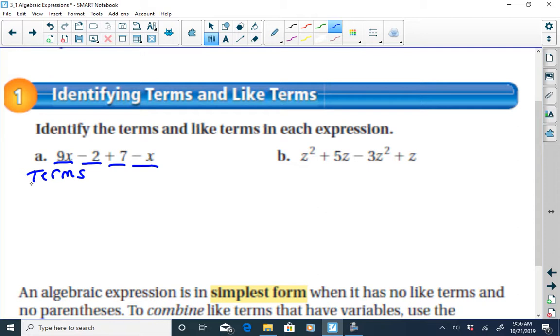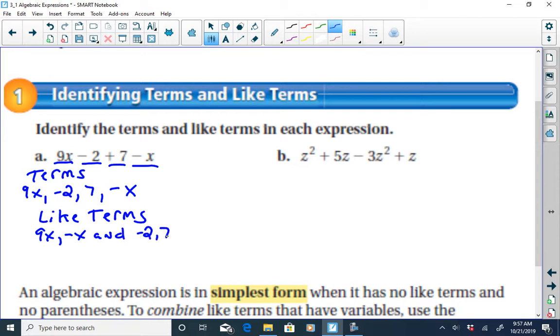So I first want to list my terms. So my terms would be 9x. I also have negative 2. I also have 7. And I also have the opposite of x. Those are my terms. All right. My like terms would be the terms with the same variable to the same power. So my like terms would be the 9x and the opposite of x, right? Those are like terms, right? And my other pair of like terms would be the negative 2 and the 7, all right?